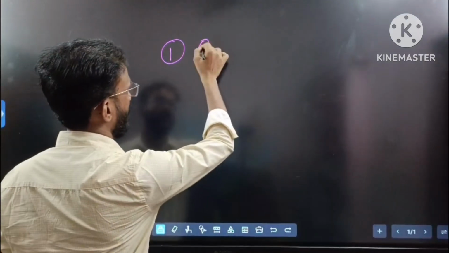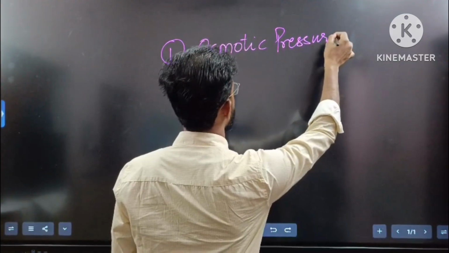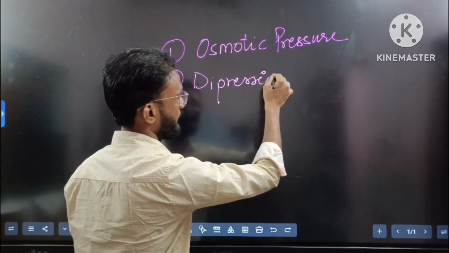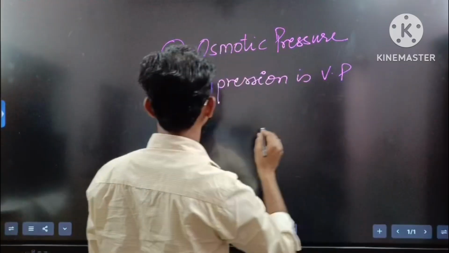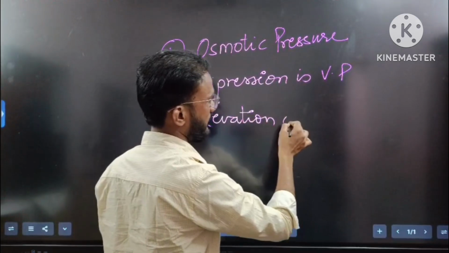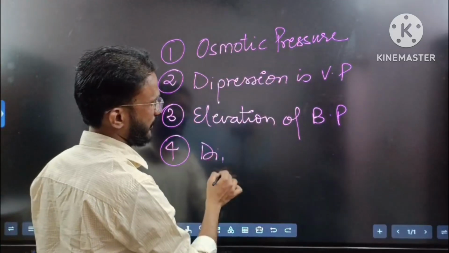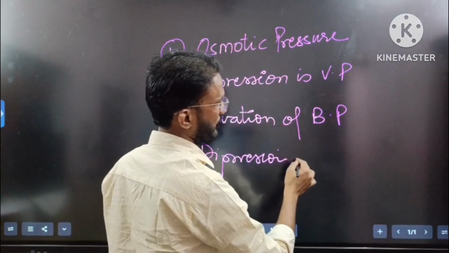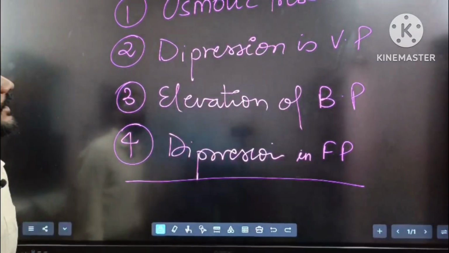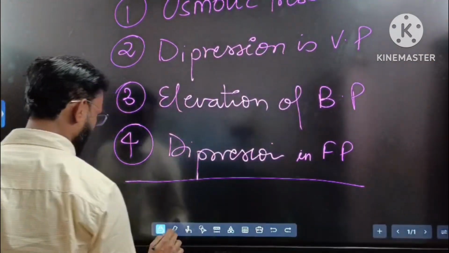First one is osmotic pressure. Second one is depression in vapor pressure. Third one is elevation in boiling point, and last one is depression in freezing point. These are colligative properties. So first of all we will study about osmotic pressure.